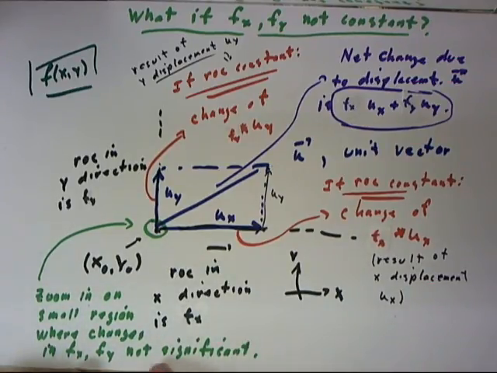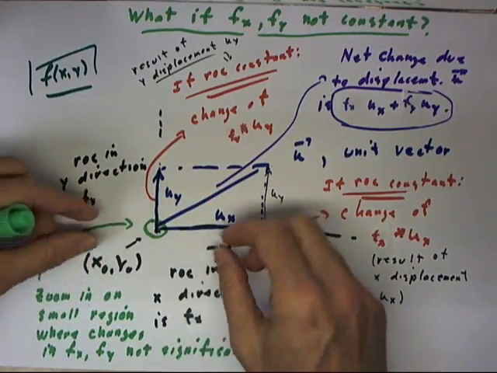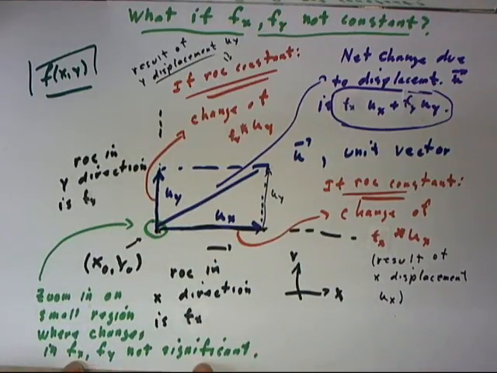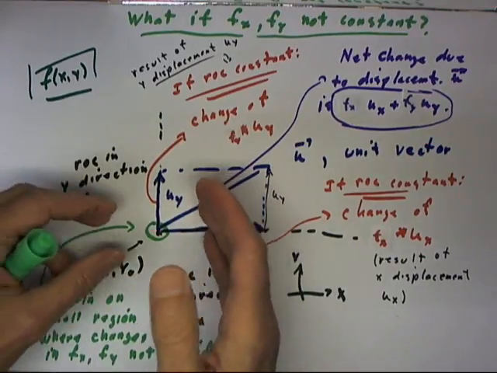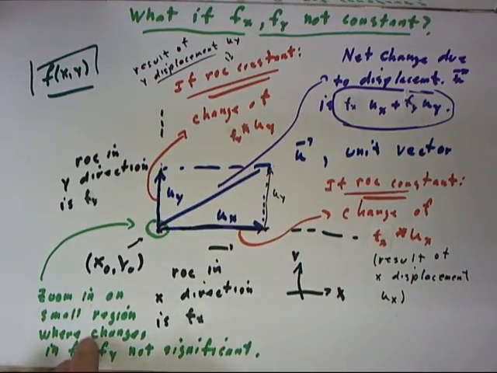Fx and fy are probably always going to change for most of the functions we'll be looking at, but we zoom in far enough that those changes don't make a whole lot of difference, and then, as you should anticipate, we're going to take the limit as the size of that region approaches 0, and changes in fx and fy are going to simply disappear.